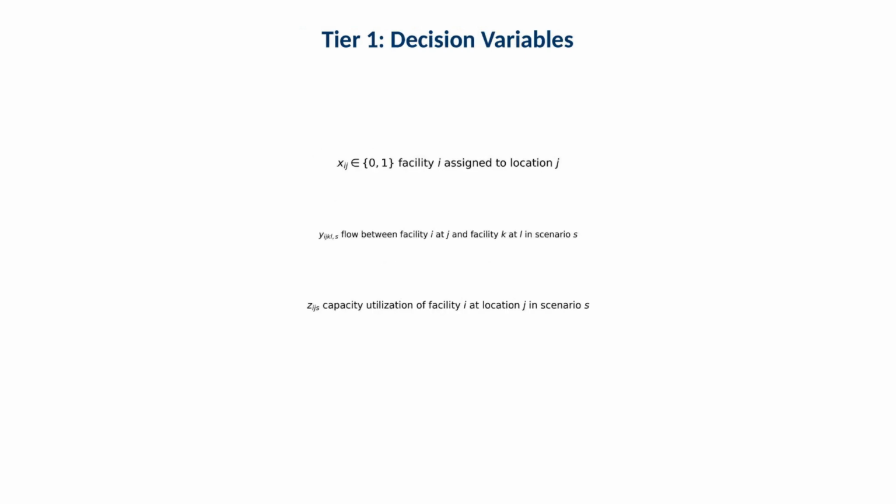The first decision variable indicates whether facility i is assigned to location j. This is the core layout decision. Additional variables represent flows between facilities under each scenario and the utilization level of each facility. These variables connect the physical layout to operational performance and congestion risk.